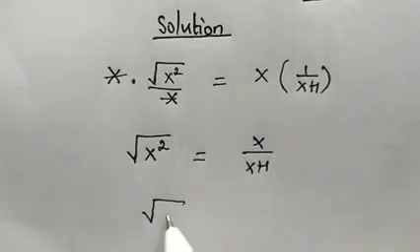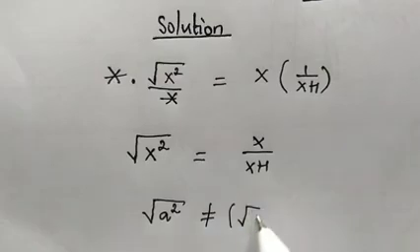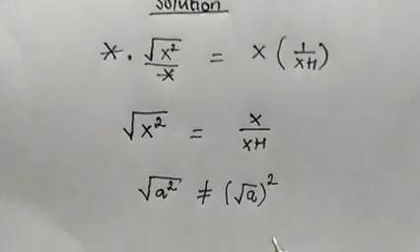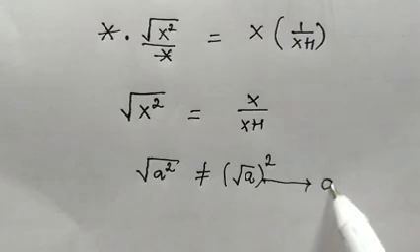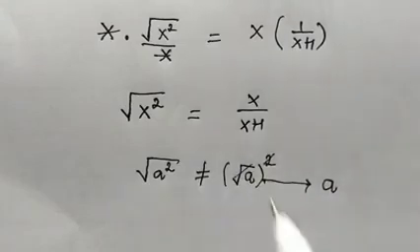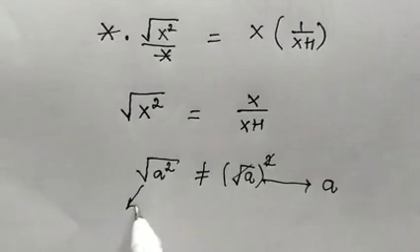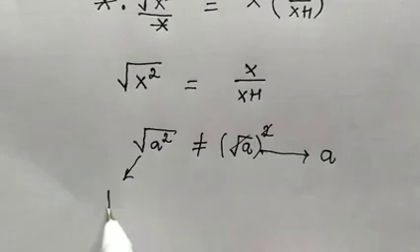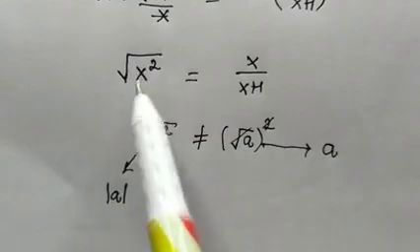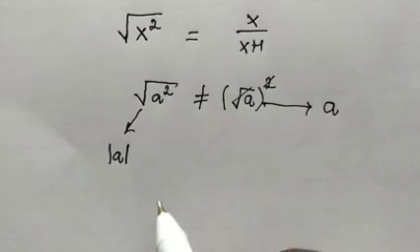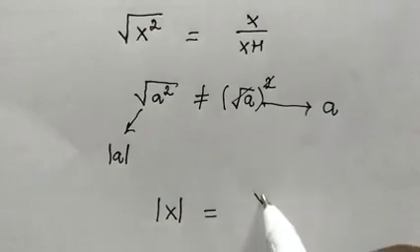The square root of a squared is not the same as the square root of a, whole squared. Okay, so this one right over here is equal to a, because this square will cancel the square root, but this one is another case, right? This one is just the absolute value of a. Take note of this. So this left hand side is just the absolute value of x. So our equation will become the absolute value of x is equal to x divided by x plus 1.